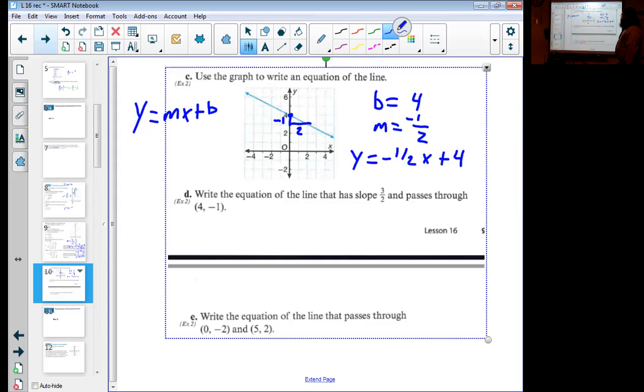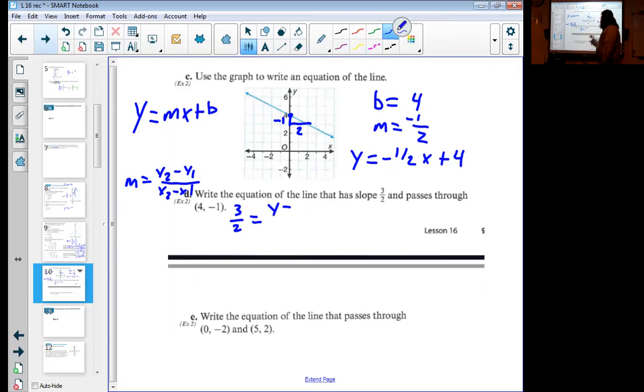D says write an equation of a line that has a slope of 3/2 and passes through 4, -1. So once again, we're using the slope formula of m is equal to y2 minus y1 over x2 minus x1. So we have 3 over 2 is equal to just y minus y1, where y1 is -1. So that is plus 1 over, and we just are putting in x because that's what our x2 is going to be, x minus 4. Now we multiply this whole thing by x minus 4.